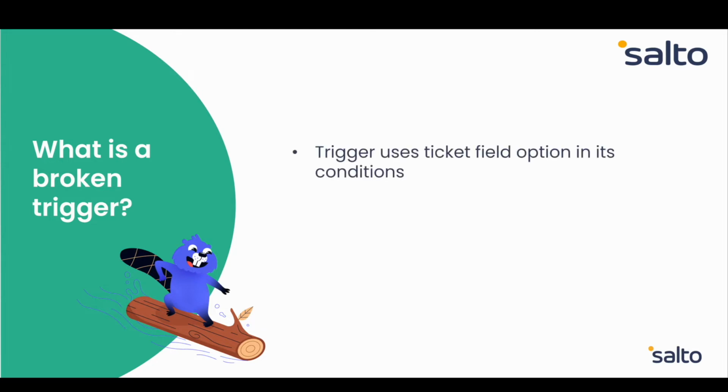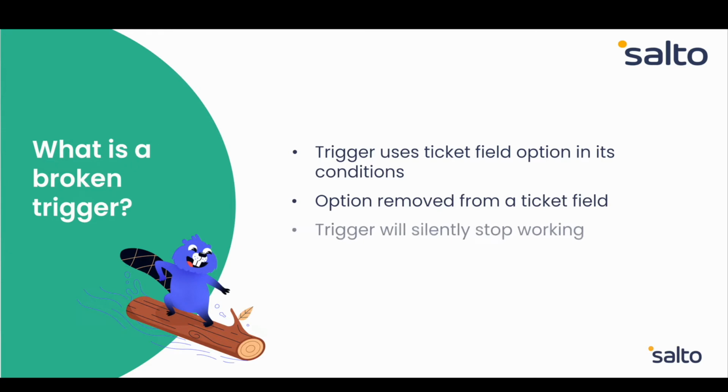Let's say that you have a trigger that uses a ticket field option in its conditions, and at a later stage you decide to remove this specific ticket option because it's no longer needed by the business. What happens is Zendesk actually does not warn you of this change. It doesn't tell you what are the triggers or automations that are using this option and thus could break if you remove it. So what would actually happen is that your trigger will silently stop working and you wouldn't know until people start reaching out to you because of a broken process. And this is what we call a broken trigger.